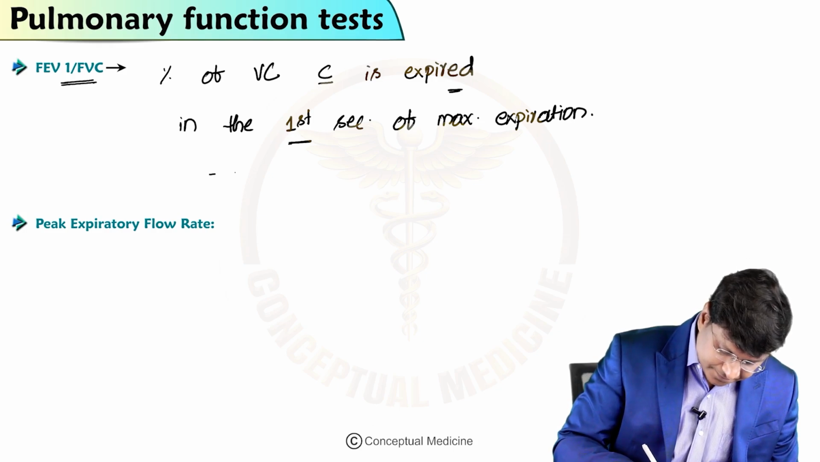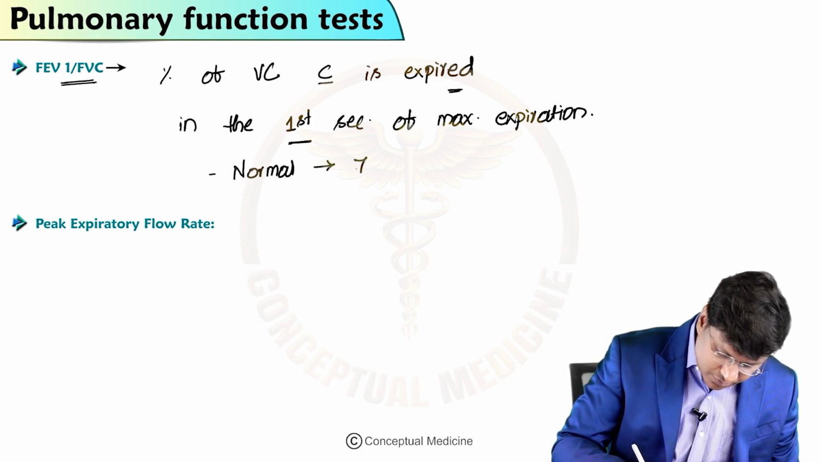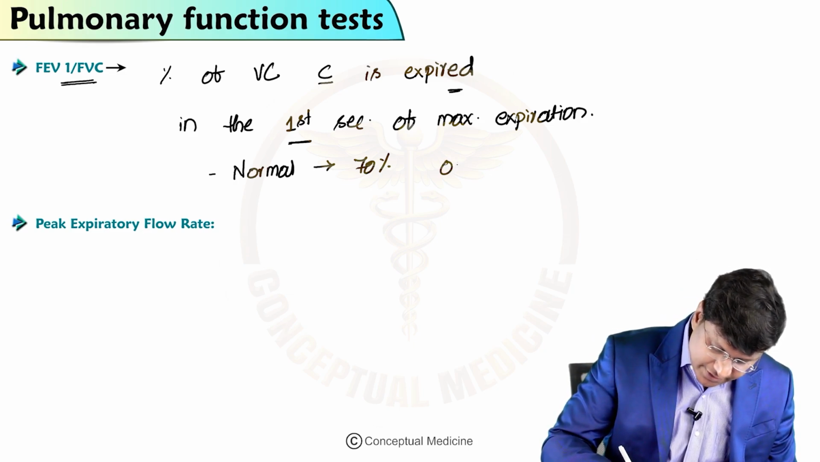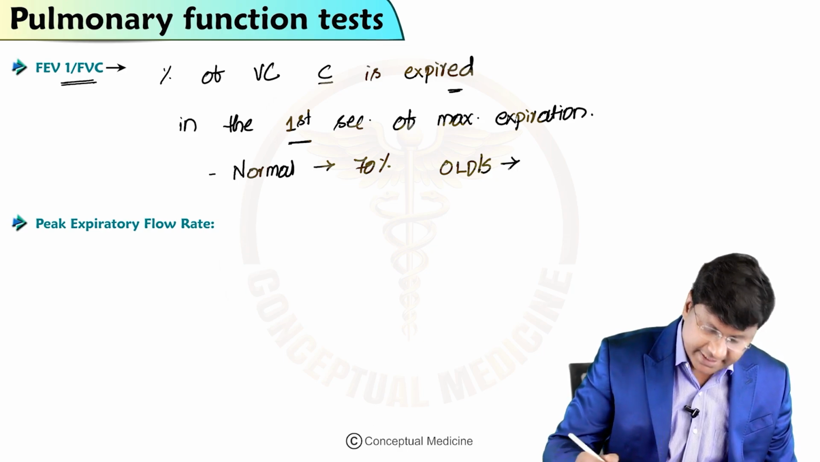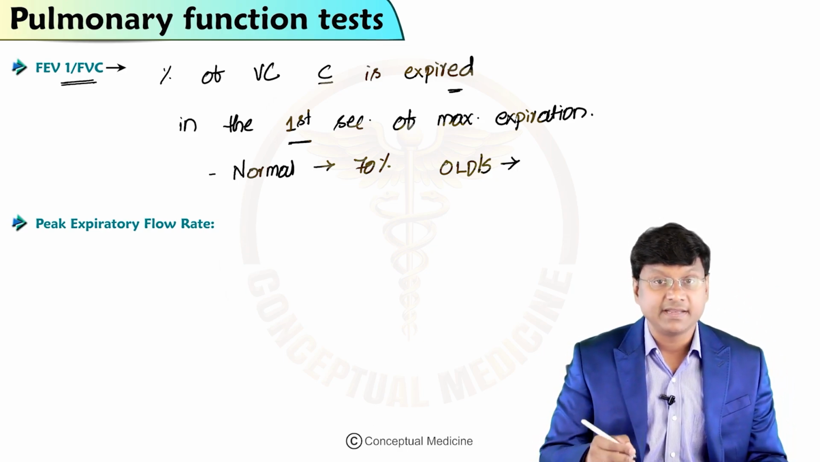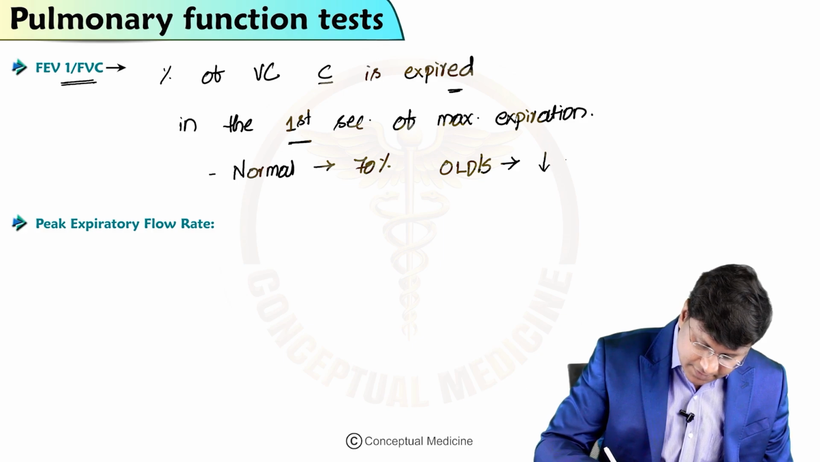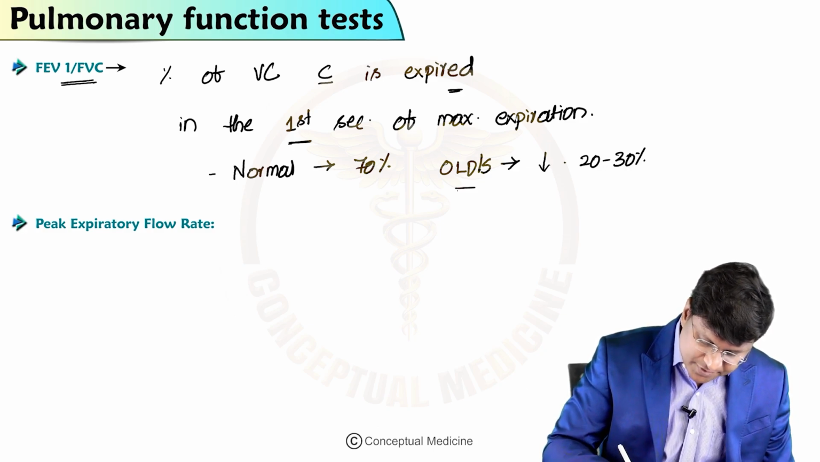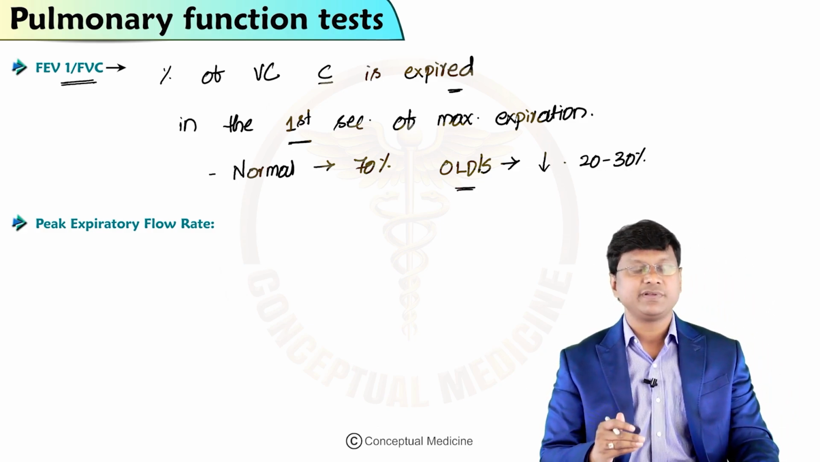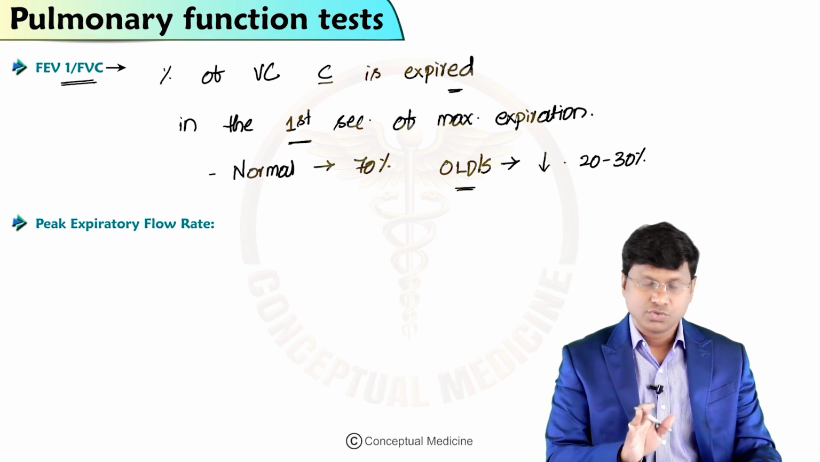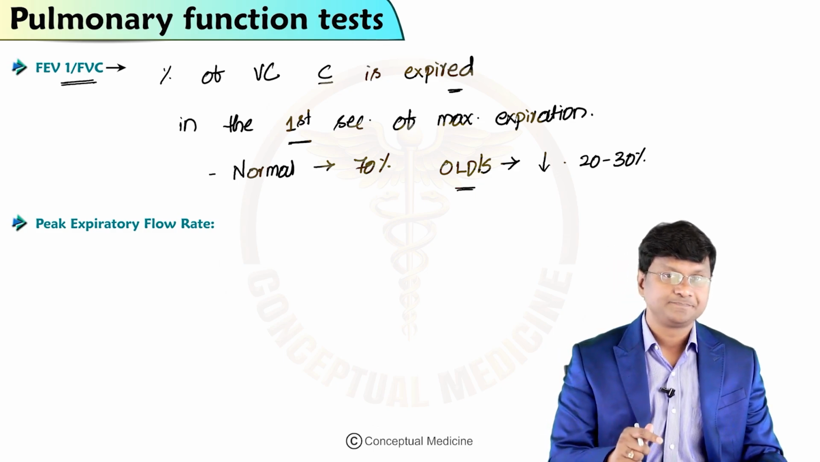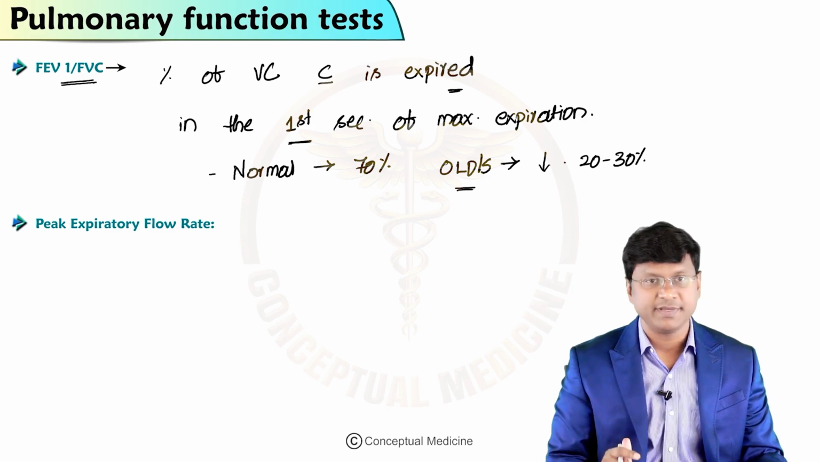And how much is the normal FEV₁ by FVC? Normal value is around 70%. Whereas in patients with obstructive lung diseases, the FEV₁ by FVC is reduced and it can be as low as 20 to 30%. Now, in case of obstructive lung diseases, why your FEV₁ by FVC is reduced, we will discuss. So, what is FEV₁ by FVC? It is the determination of your vital capacity which is expired in the first second of maximum expiration.